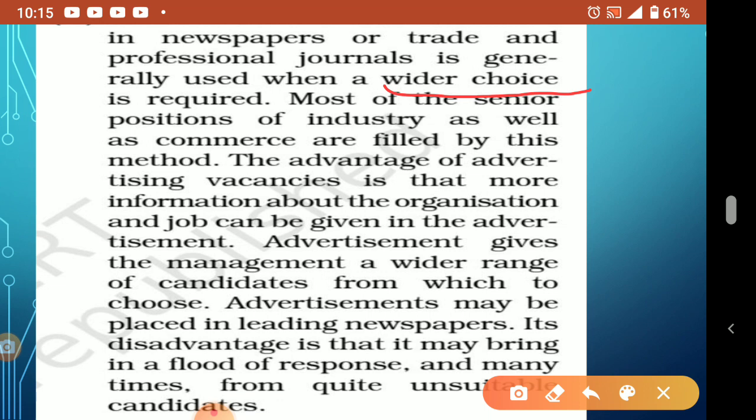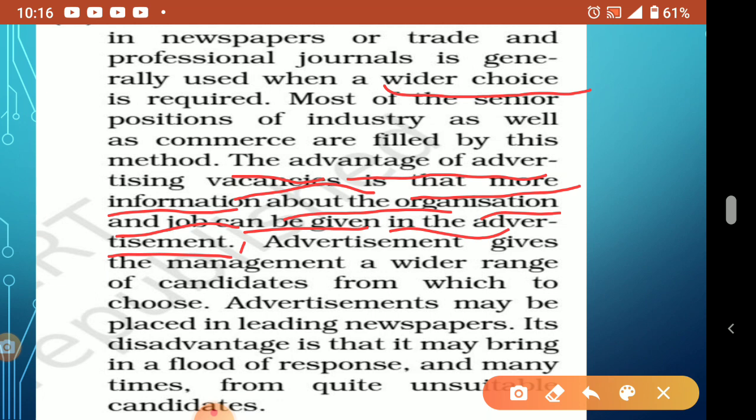The advantage of advertising vacancies is that more information about the organization and job can be given in the advertisement. In the advertisement itself we can give the details of the job, details of the organization, all information about the job, salary, recruitment date, to be sent on which date, what is the deadline, everything in detail. Advertisement gives the management a wider range of candidates from which to choose. Advertisement may be placed in leading newspapers.